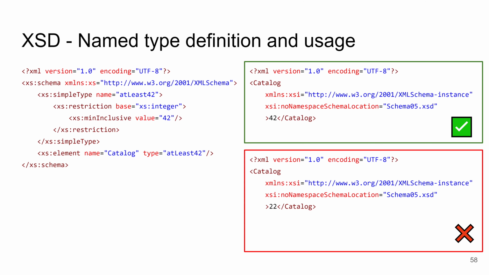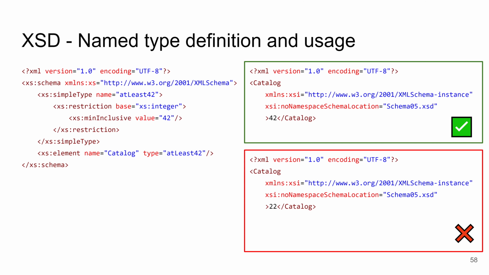But types and elements are separate in XML schema, or can be separate. So in this case, we actually define the type at the root element of the XML schema as a global type, which can be used then throughout the rest of the schema. For that, we need to name it. So here we create the simple type and name it at least 42. And then instead of defining the type within the catalog element, we just reference this type from the catalog element definition using the type attribute.